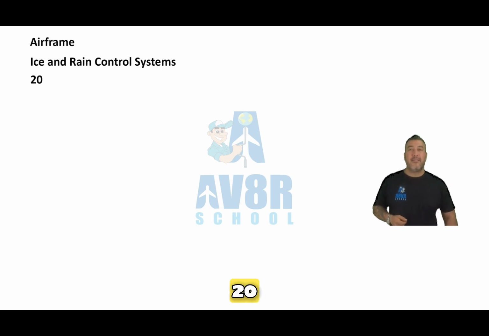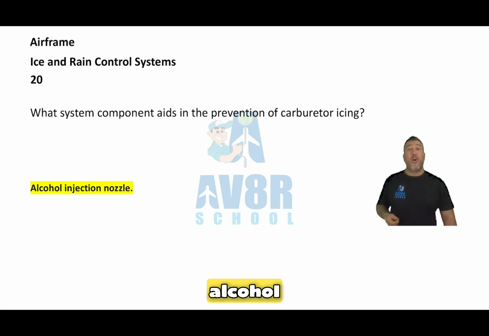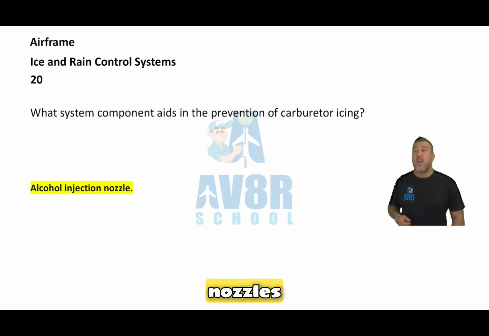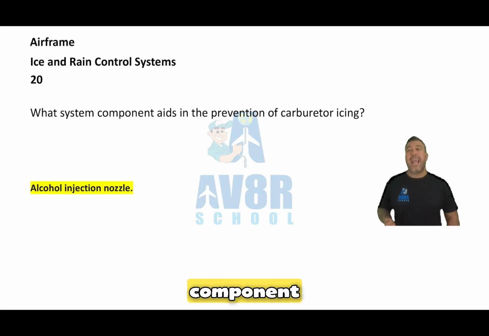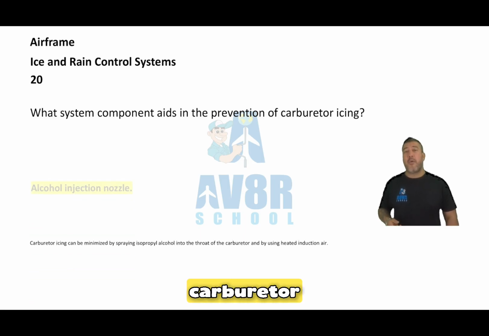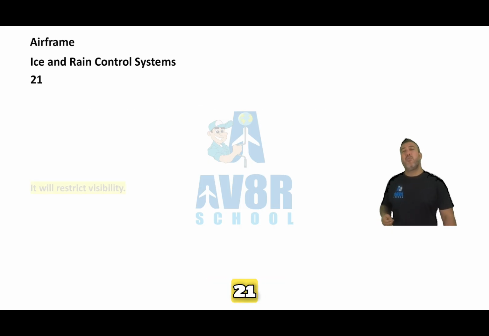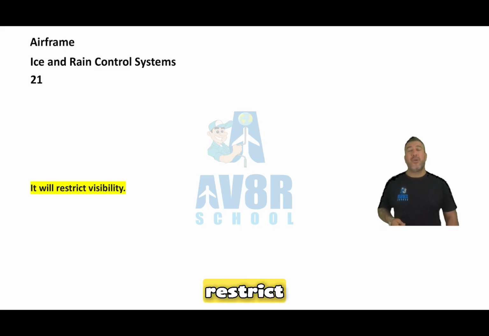Number 20, alcohol injection nozzles. So what system component aids in the prevention of carburetor icing? Alcohol injection nozzles.